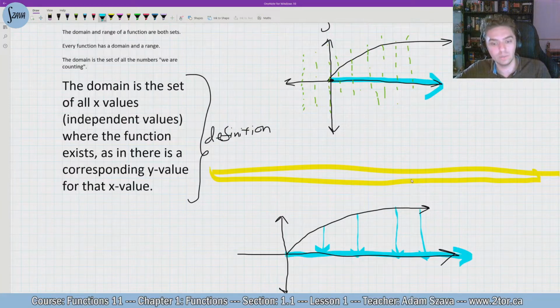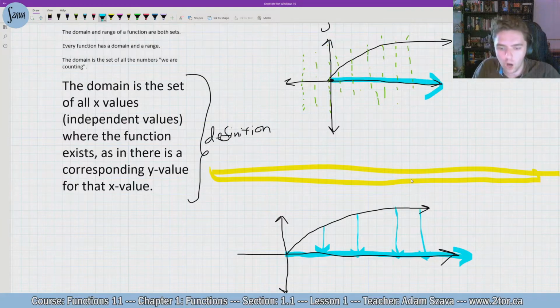Would it be at 0? Important to check 0, in case something funny is happening there. Important to just think about it for a second. Is there a corresponding y value for that x value? Would a shadow be cast there? Yes, it would. So all of these points are in the domain. All of these points. But no shadow would be cast here. There's no graph there.